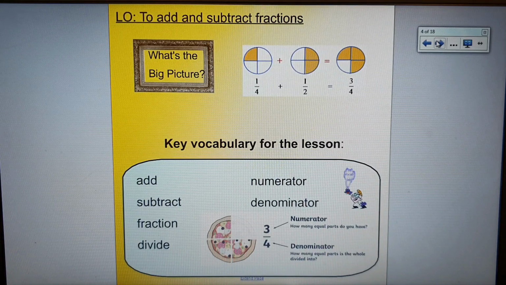So key vocabulary for this lesson. Again, add and subtract, fraction, divide, numerator and denominator. And we have a little image below just explaining which one is which. So numerator, how many equal parts do you have? This is the top number. And denominator, how many equal parts is the whole divided into?